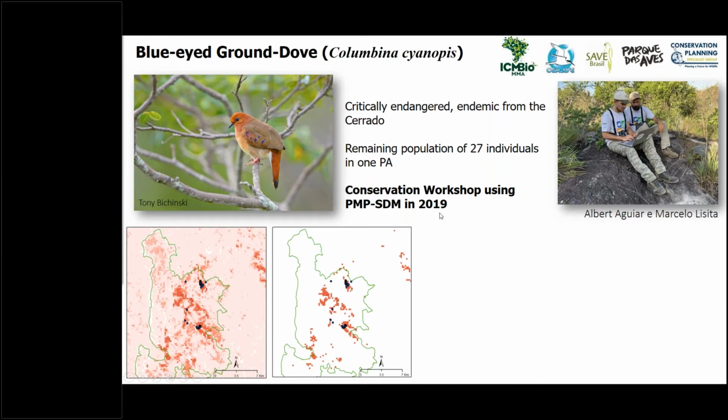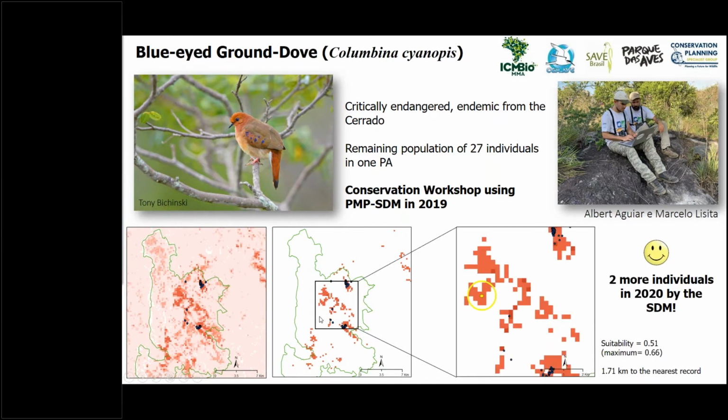So in 2019, we ran the SDM for this species using the PMP SDM, the process we developed, and we were able to identify some small suitable clusters of pixels for the species. Right after the workshop, the species experts started to use the model in the field to help species searching. And in 2020, 2 more individuals were found in highly suitable pixels. So this result also confirmed the effective use of the SDM, improving conservation efforts for the species.